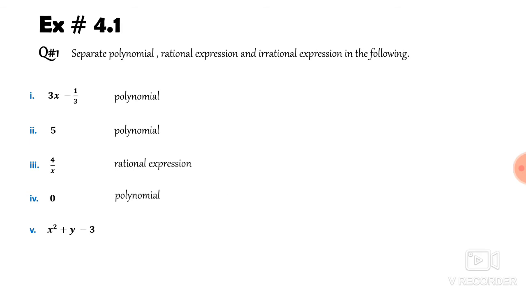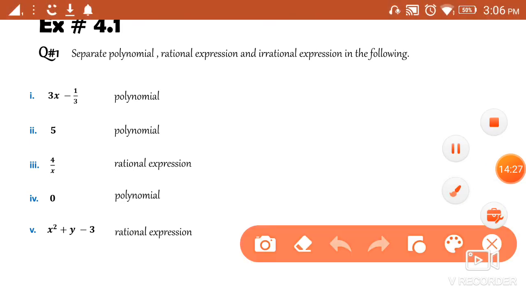x square plus y minus 3, again it is a polynomial because the exponents of the variables are all positive integers. It is better to write here polynomial. We can also convert it into a rational expression by dividing it by 1. So this is a polynomial expression first, not rational. We can convert it into a rational expression by simply putting 1 in the denominator, but right now it is a polynomial expression.